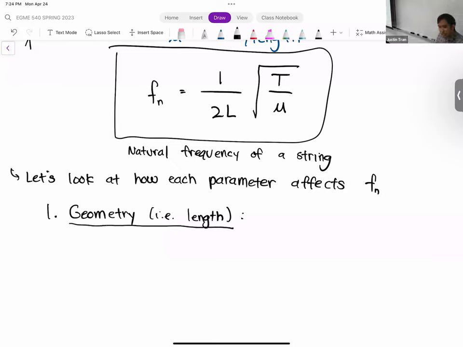All right, so geometry is one of the factors that affect the natural frequency. In fact, you could argue that it's one of the most important factors. If you look at the three parameters here, the length, the tension, and the density, the length is the only one that's not underneath the square root. And so it's going to have a much stronger effect on the natural frequency than the other two parameters.